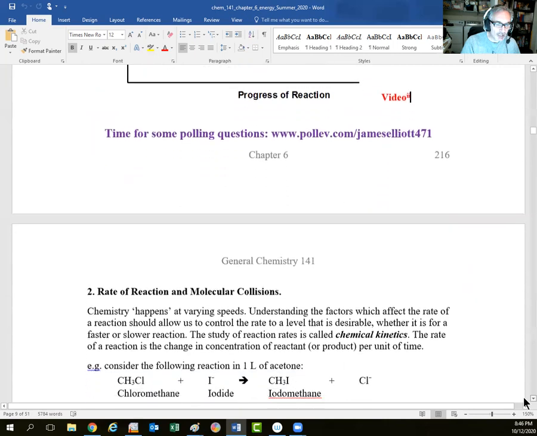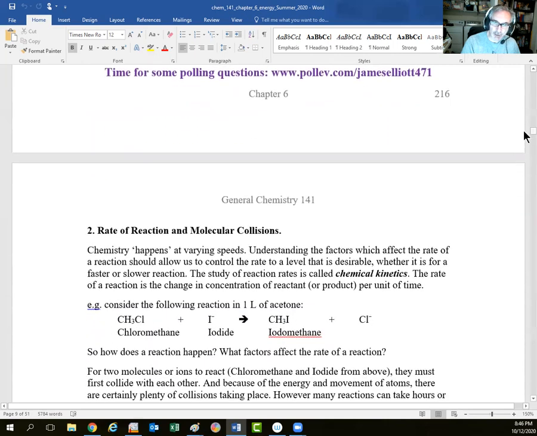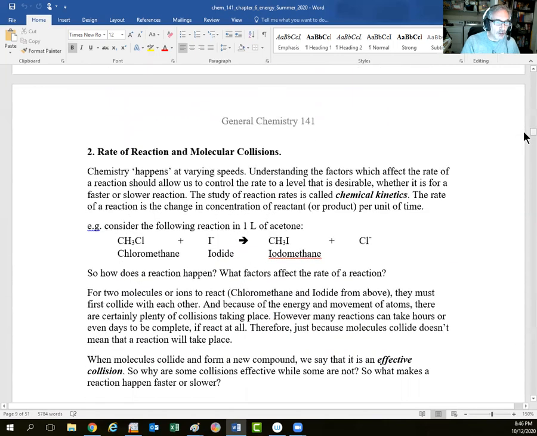That's where we stopped today in class, where we intended to stop. On Wednesday, when we are online for lecture for section 1 at 11 a.m., we'll start with collision theory and rates of reaction.